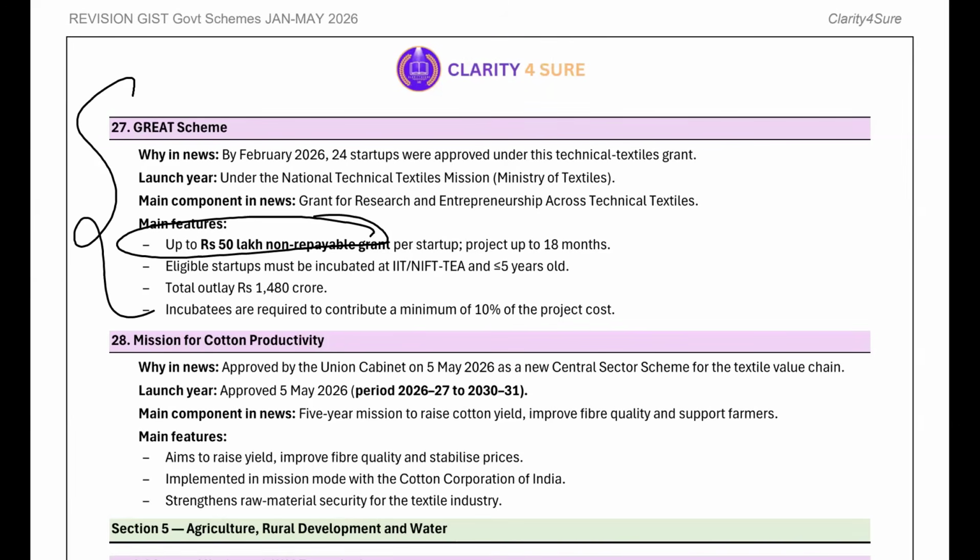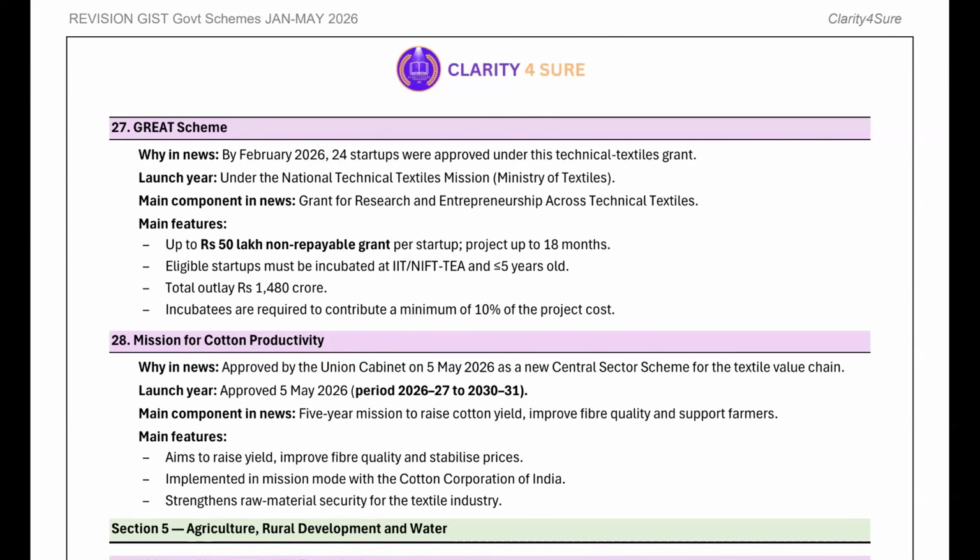Linked with IIT and NIFT incubators. It is linked with IIT and NIFT incubators. ठीक है? Total outlay कितना है? Total outlay for this scheme is 1,480 crore. Are you getting my point? This is only you need to understand. Whatever the points I have told you, you need to understand that.